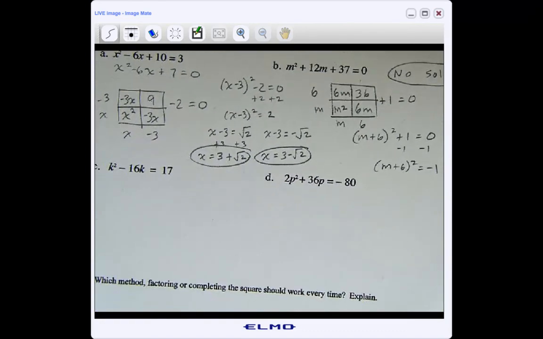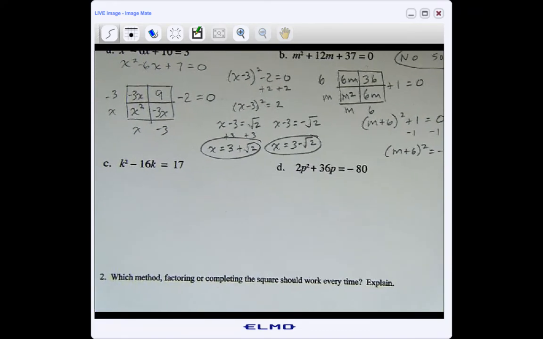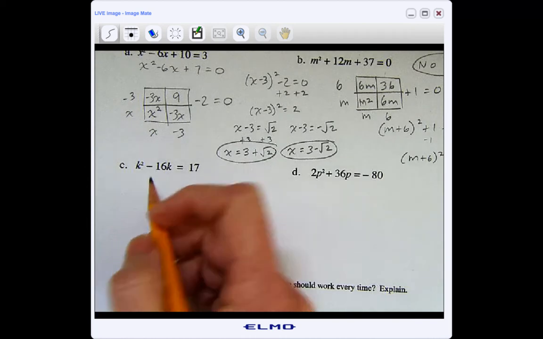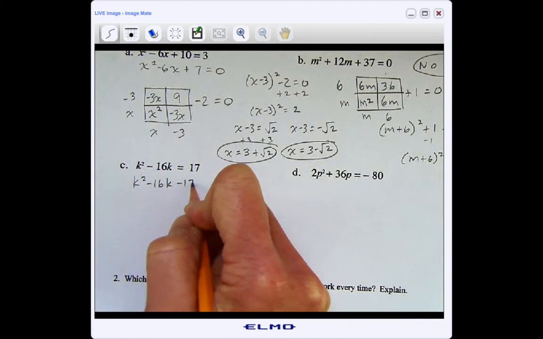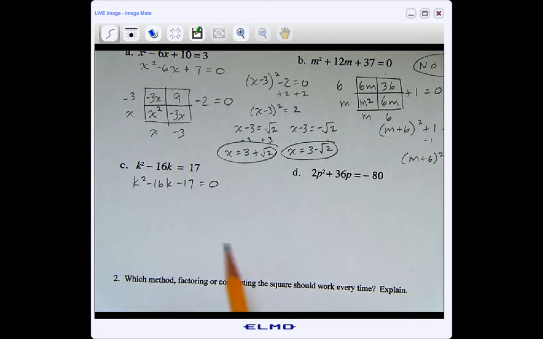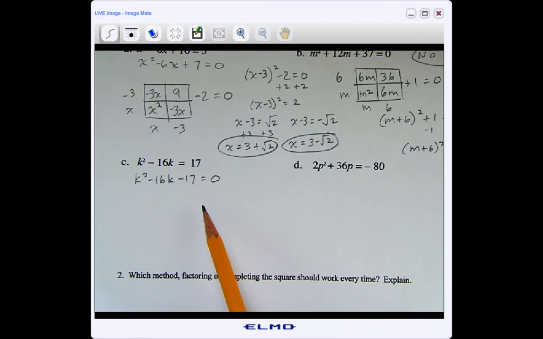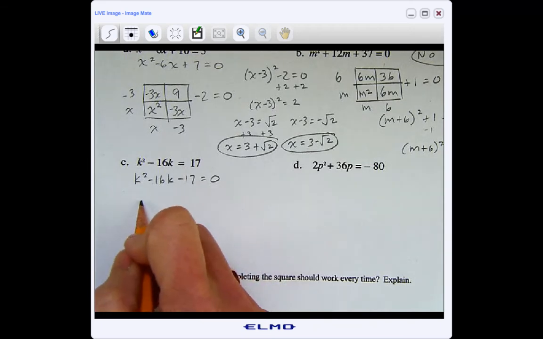Okay, so let's try and solve C by completing the square. First I'm going to set it equal to 0. And then I could think about using the zero product property, which actually would work in this case. It could factor. But I'm going to go ahead and get more practice with completing the square.